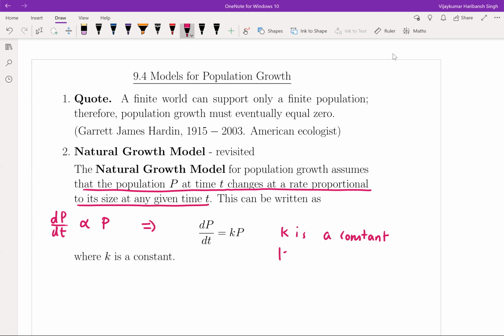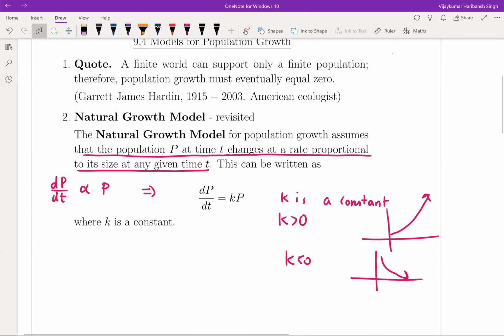If k is greater than zero, then you will have exponential growth. If k is less than zero, then you get exponential decay. The exponential decay curve looks more or less like this.